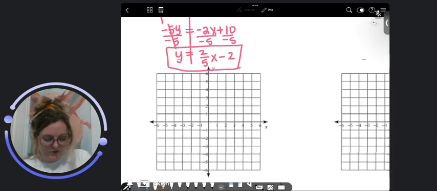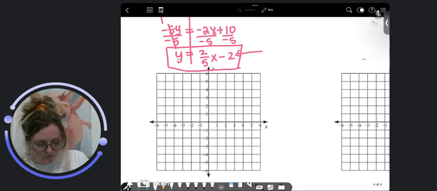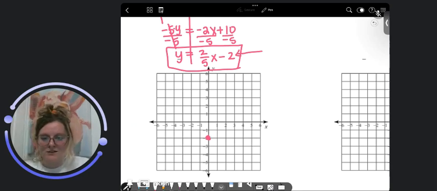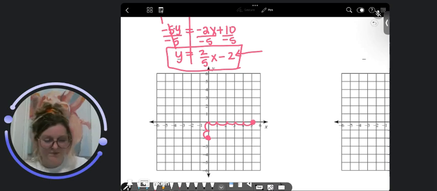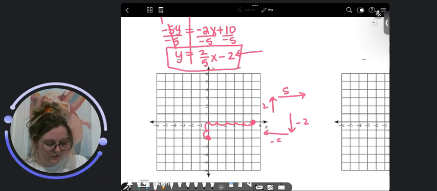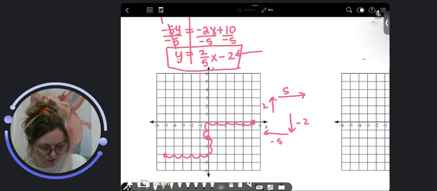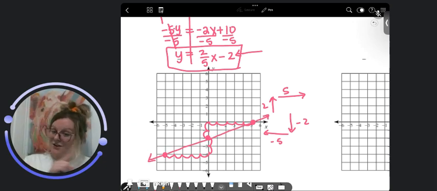We can go ahead and start with our b value, negative 2, on our graph. Put it on the y-axis. Our slope is 2 over 5, so I'm going to rise 2, go to the right 5, put a point. I probably need some more points, so remember I went up 2 to the right 5. I'm going to do the opposite and go down 2 to the left 5. So 1, 2, 1, 2, 3, 4, 5, put a point. If it is in line with your point that's already there, that's how you know you did it right.